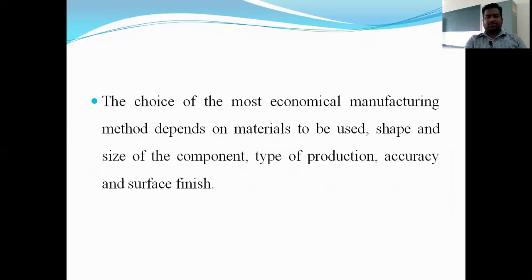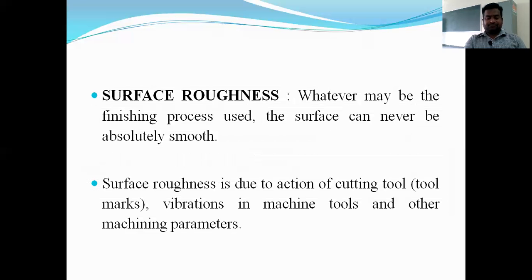With powder metallurgy, we manufacture only small products. With casting, we produce large size products. So the shape, size, type of production, accuracy and surface finish depend upon the various manufacturing methods, and we choose the most economical one.